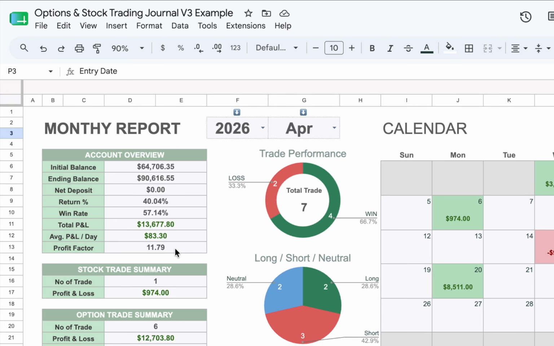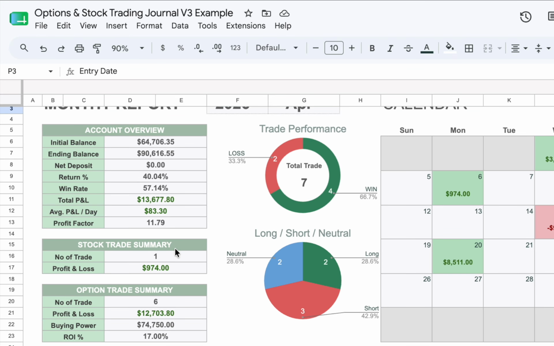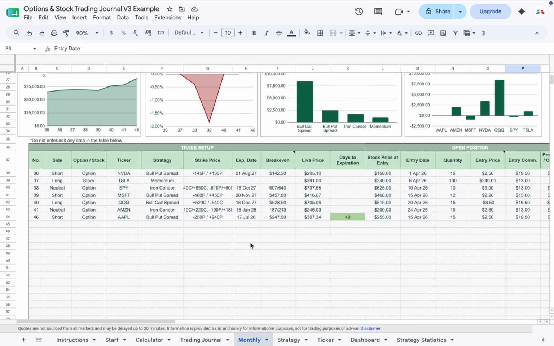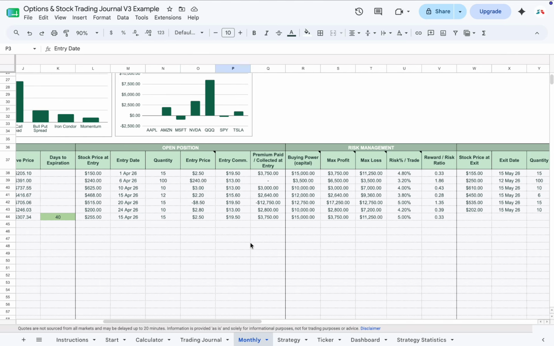The charts provide additional insights into your monthly performance, including trade outcomes, P&L by strategy, and P&L by ticker. The table below displays all trades that were opened or closed during the selected month.